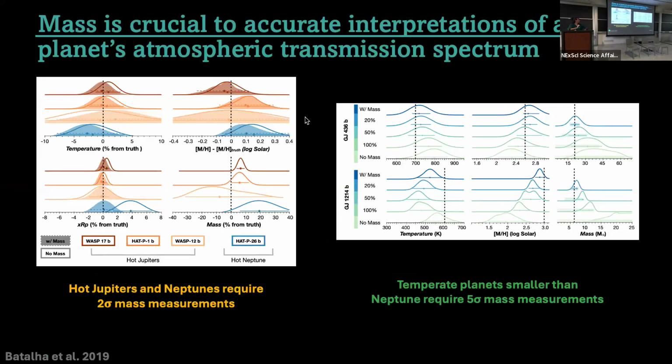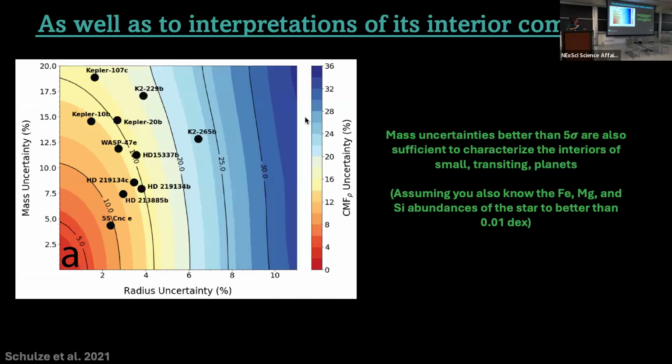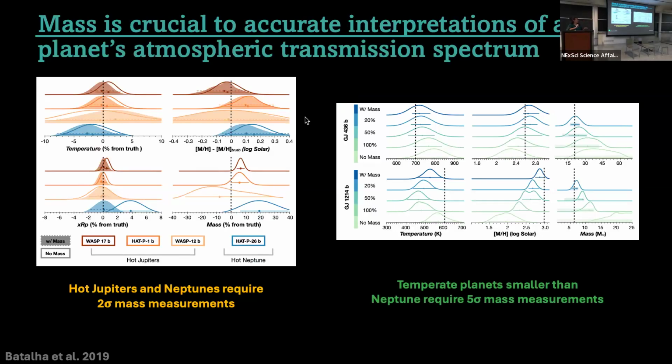This has been borne out by work over the last 6 years or so. Natasha Batalha has a nice paper highlighting the fact that if we take transmission spectroscopy of our planets using facilities like the Hubble Space Telescope or the James Webb Space Telescope, and we want to accurately interpret the spectroscopic features we see, then we need mass precision at least at the 50% level for our hot Jupiters and hot Neptunes, and something closer to a 20% mass precision or a 5 sigma mass measurement for temperate planets, smaller planets than Neptune.